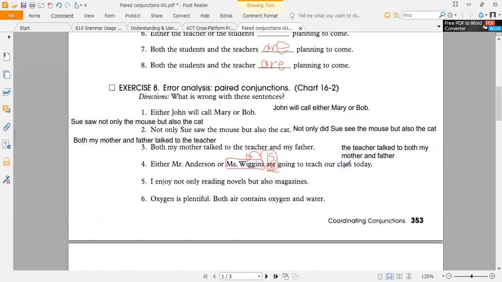Go ahead, Najah, once more. Go ahead with number 5, since Yusuf has solved a lot of questions today. Najah, go ahead, number 5. I enjoy not only reading novels, but also magazines.